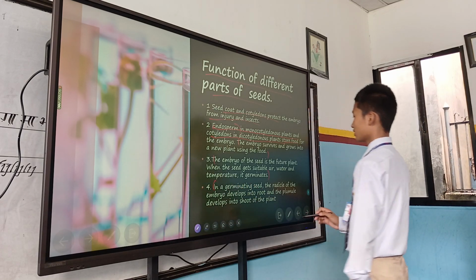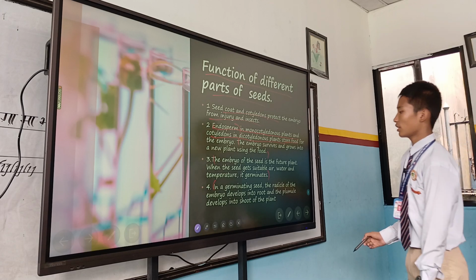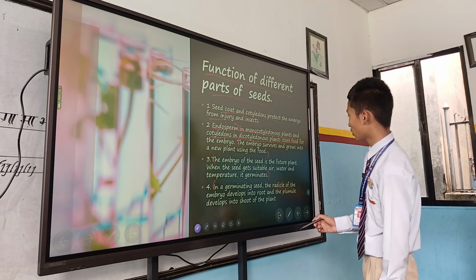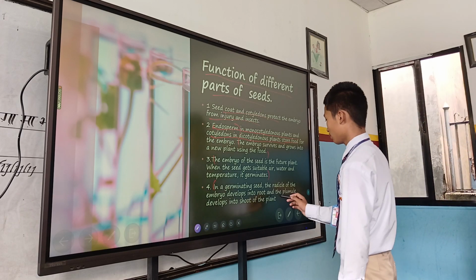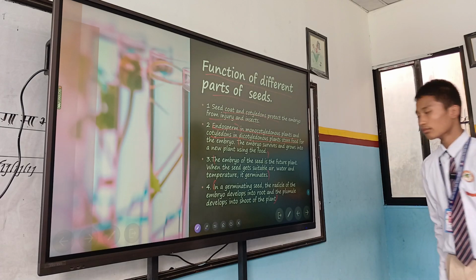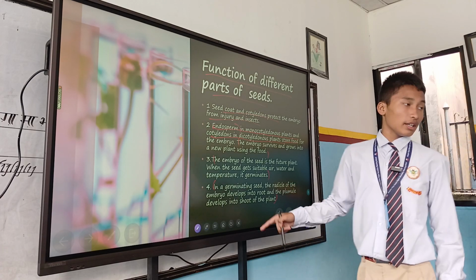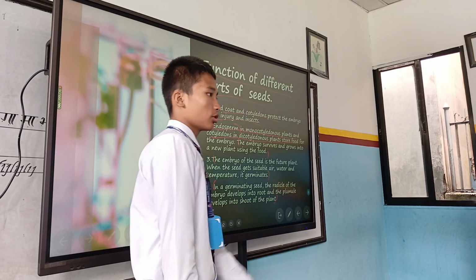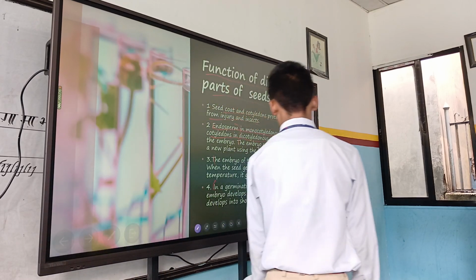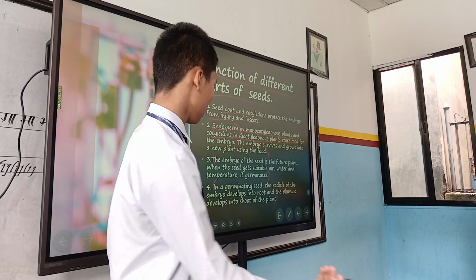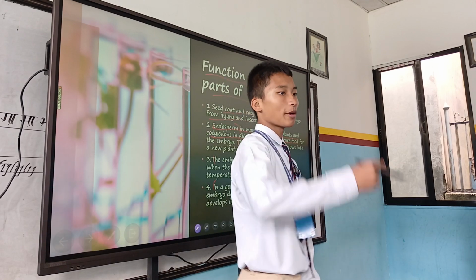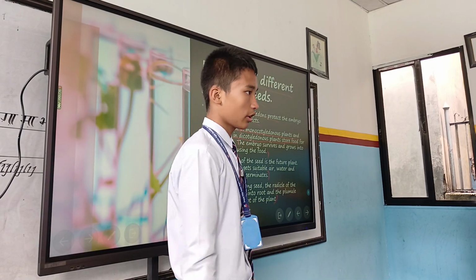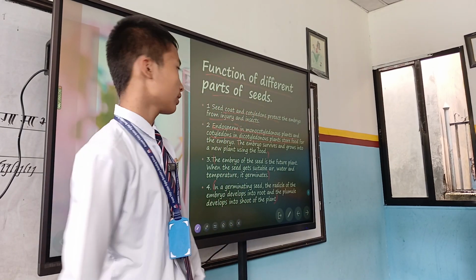In a germinating seed, the radicle of the embryo develops into the root, and the plumule develops into the shoot of the plant. Shoot is the upper part of the plant, and root is the lower part of the plant, which is buried in the ground.